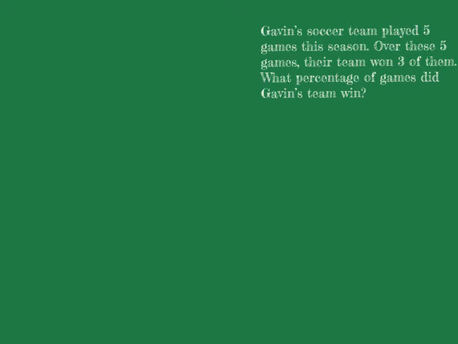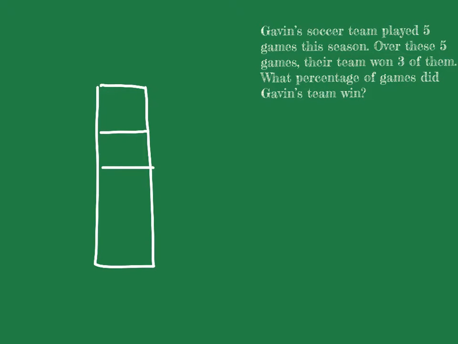Gavin's soccer team played 5 games this season. Over these 5 games, their team won 3 of them. What percentage of games did Gavin's team win? For problem 2, I'm going to draw a rectangle that represents all the games that Gavin's team played. From the problem, we know that he played 5 games, so we know that the rectangle needs to be divided into 5 equal parts. Since we are solving for the percentage of games that Gavin's team won, we need to label each box with the outcome of the game, so either a W for win or an L for lost.